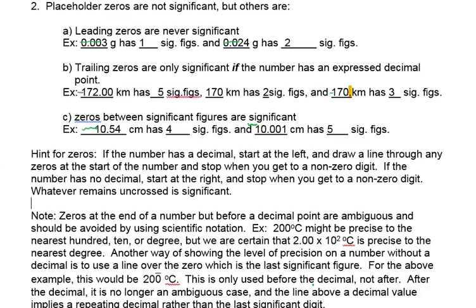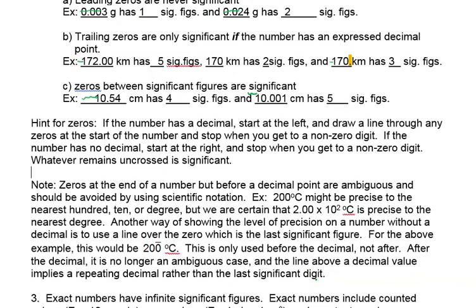Second note here is that zeros at the end of a number, but before the decimal point, are sometimes what we call ambiguous. We can't tell if they're part of the measurement as written, right? So if we have something like 200 degrees Celsius, it could be precise to the nearest 100 degrees, could be precise to the nearest 10, could be precise to the nearest degree. If we write it in scientific notation, 2.00 times 10 to the 2, there's no doubt.